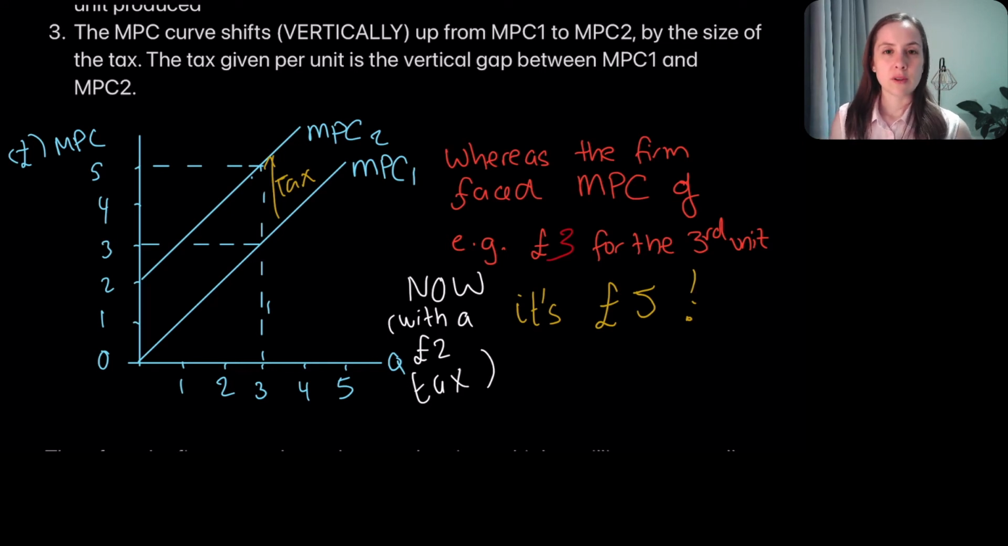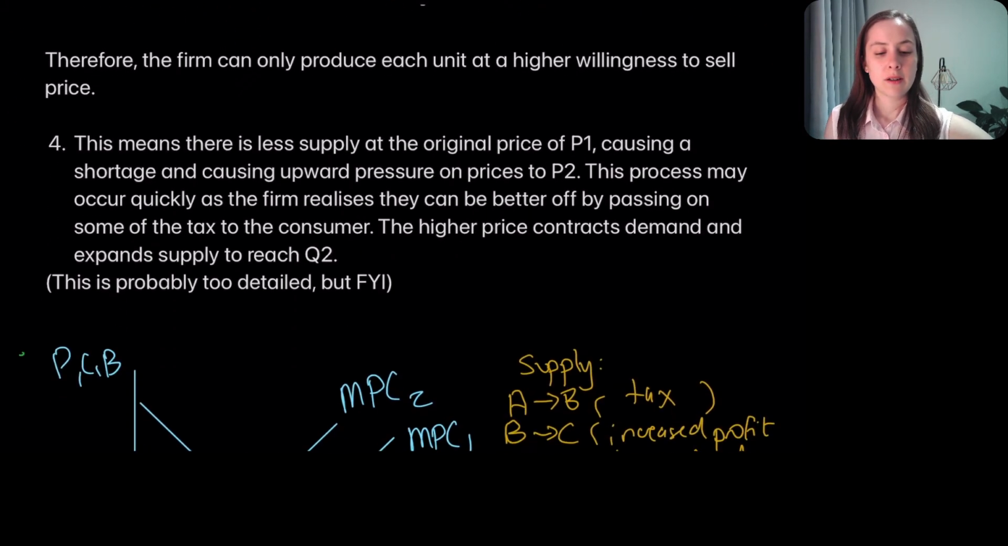As an example, at quantity 3, marginal private costs are 3, and because of the tax of 2, the total marginal private cost is now 5, illustrating how the tax increases the firm's marginal private cost, and that looks like a shift up. Therefore, the firm can only produce the same units at a higher price to be willing to sell.